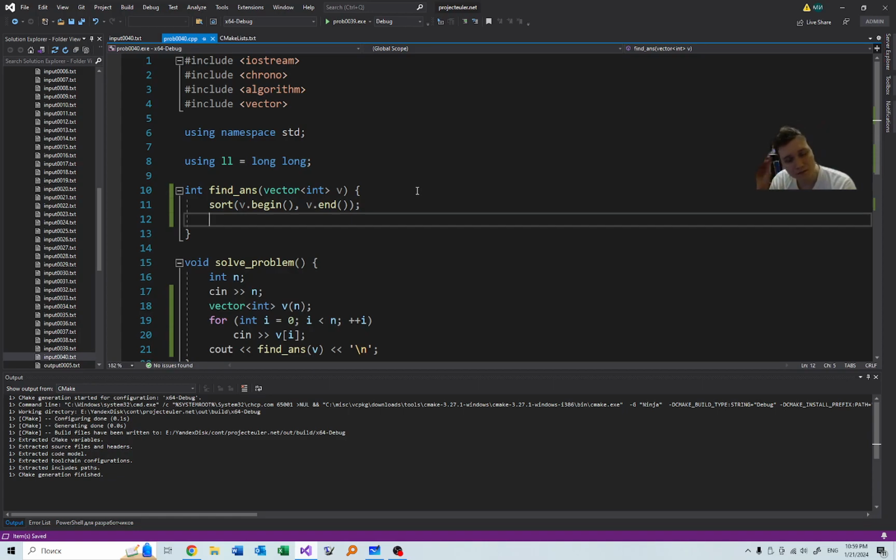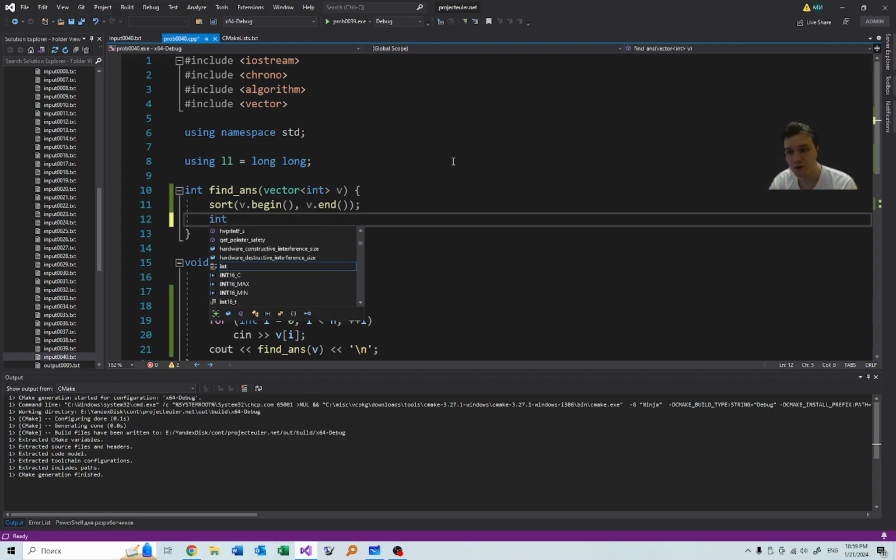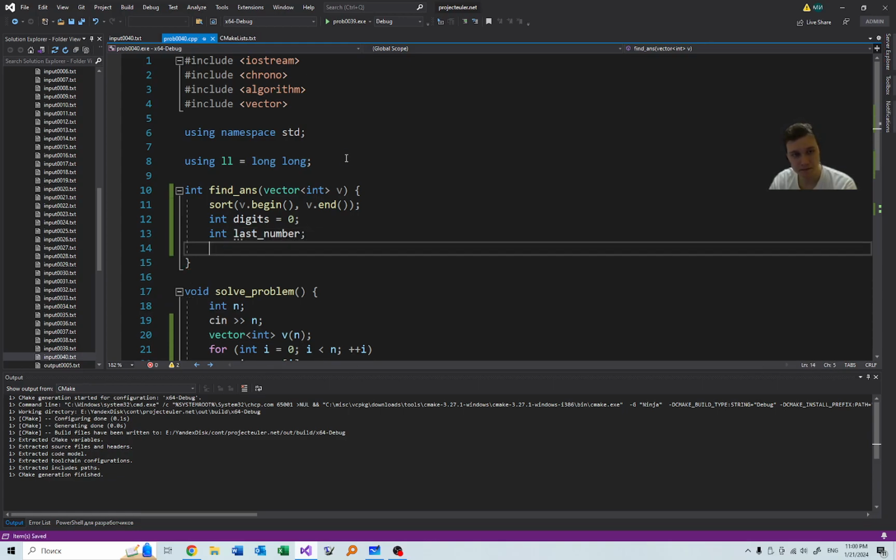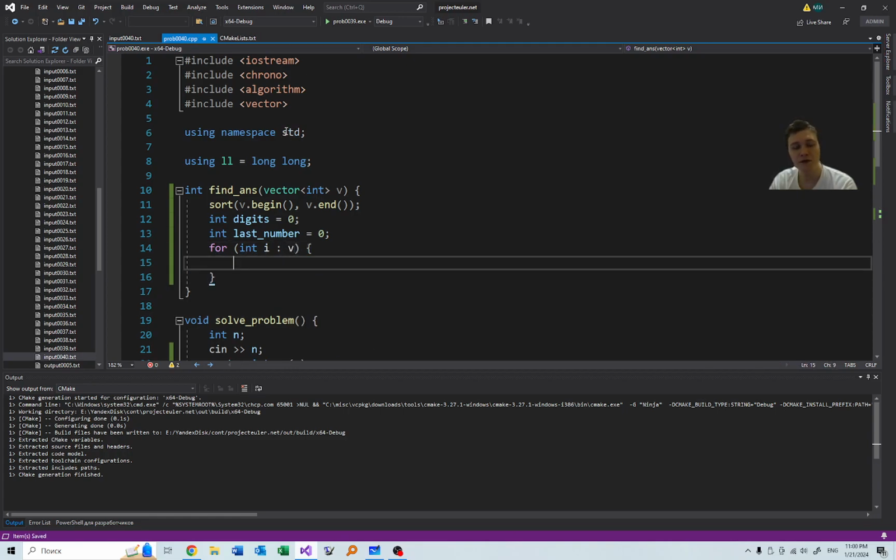Then we go through. So what do I want? I want to store the number of digits which we have already processed, which is 0, and the last number which we have looked at, which is also 0. Then let's go through all numbers. So first of all, we want to look at the number which contains this digit number I.